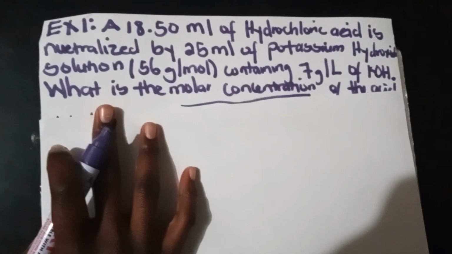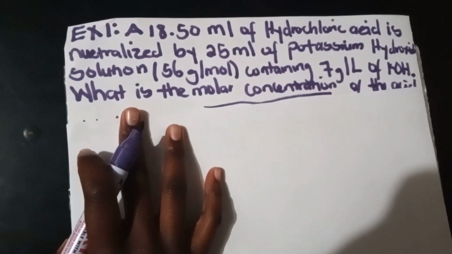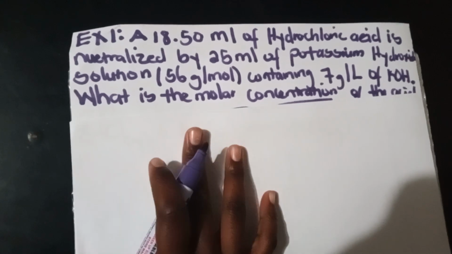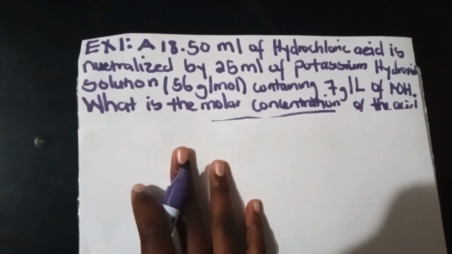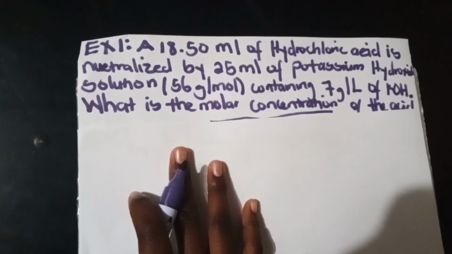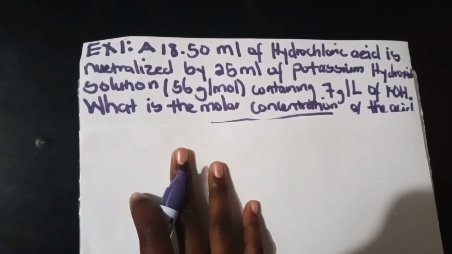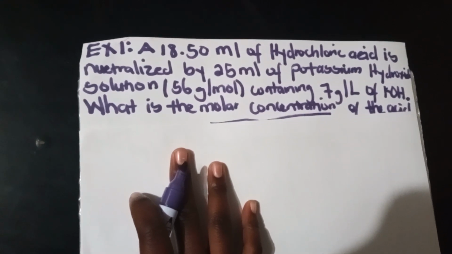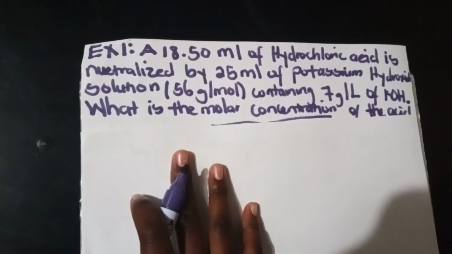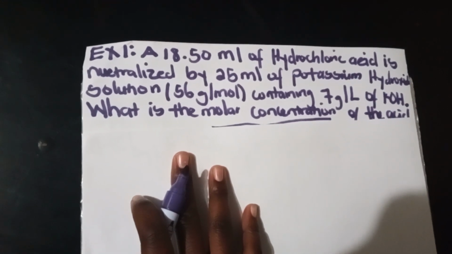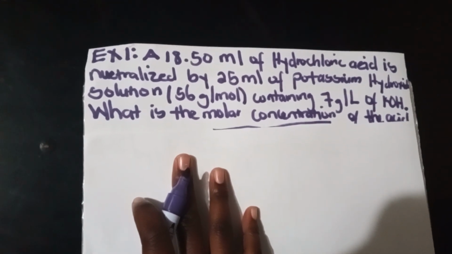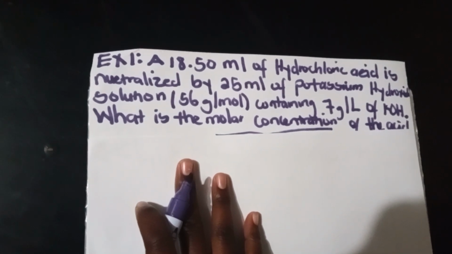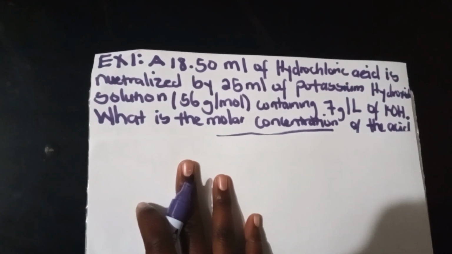So this is our first example, and this is just a general titration example. The first example is 18.50 ml of hydrochloric acid is neutralized by 25 ml of potassium hydroxide solution, which has a molar mass of 56 grams per mole, containing 7 grams per liter of potassium hydroxide. So what is the molar concentration of the acid?